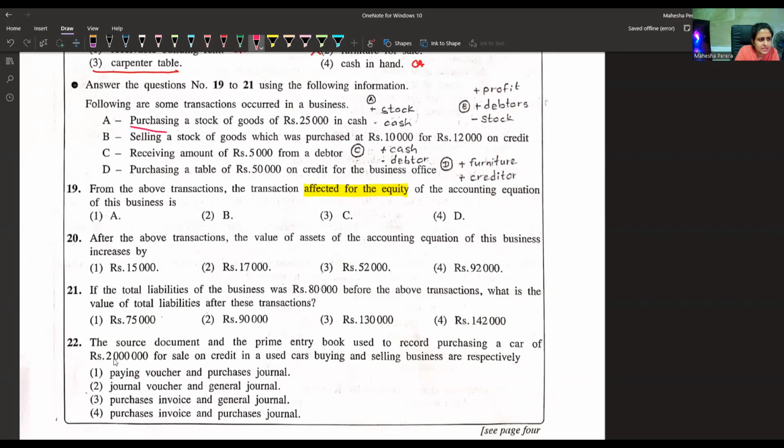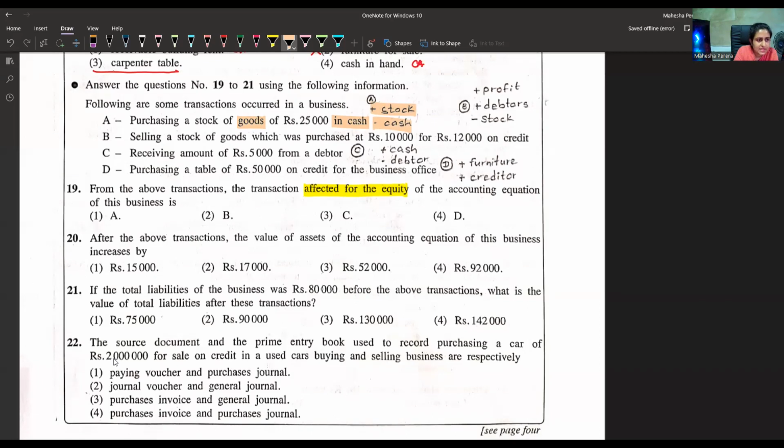හරි. Purchasing a stock. Let me use a highlighter. Purchasing goods, that means stock, in cash. Now you see some answers written by one of my past students. Never mind. What happens in this question? In this transaction, we know that stock increases. He or she has written here, cash decreases, right? හරි එතකොට equity වලට affect කරන්නේ නැහැ පුතා. Only assets are affected. Assets තමයි affect වෙන්නේ. එහෙනම් A out.